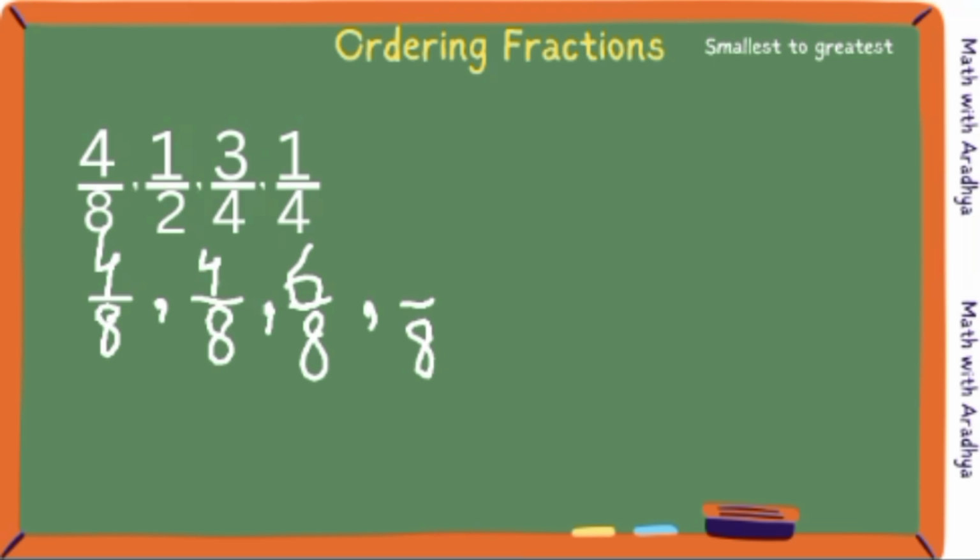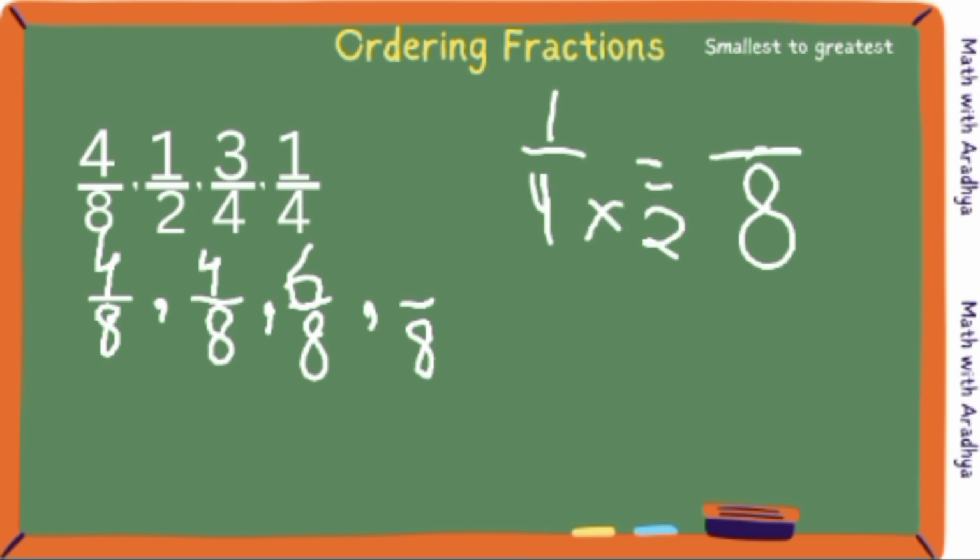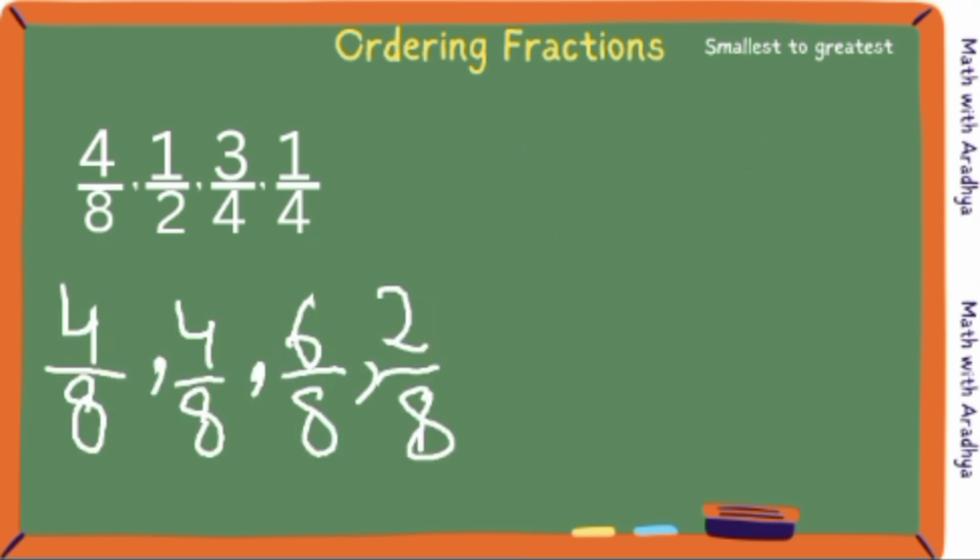Then we have our last fraction, which is 1/4. Here you need to see what you multiply with 4 to get 8. If we multiply 4 with 2, we get 8. Whatever we multiply in the denominator, we multiply in the numerator, so the numerator of that fraction should be 2. Now we have 4/8, 4/8, 6/8 and 2/8.